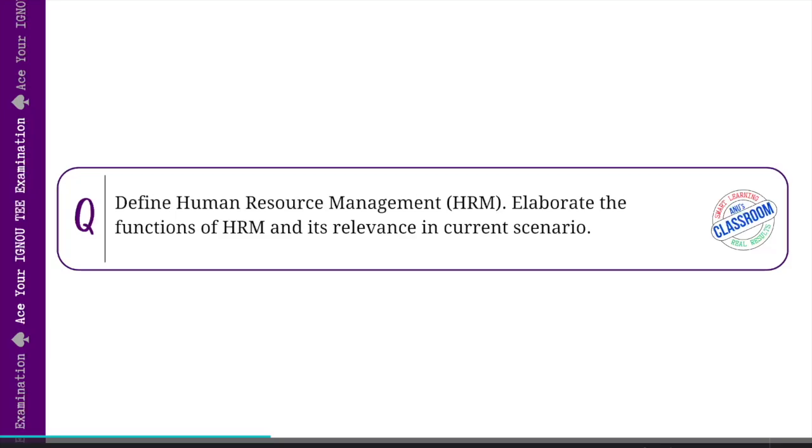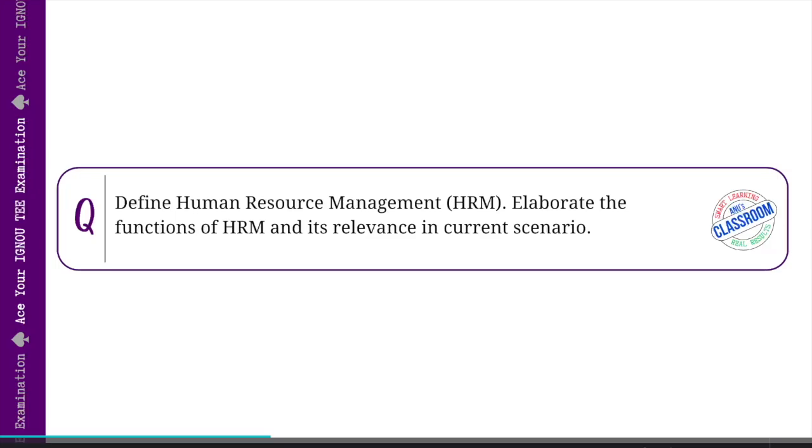Define human resource management, or HRM in short. Elaborate the functions of HRM and its relevance in current scenario. Let us talk about human resource management, or HRM. Simply put, HRM is the art as well as the science of managing people so that an organization can meet its goals. You can think of HRM as sort of a bridge between people and business success. So it is not about hiring or firing, but it is about creating a workplace where people can actually thrive.